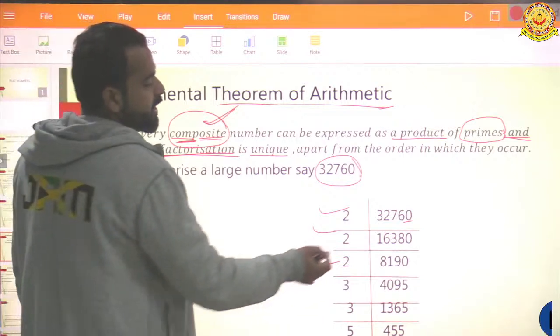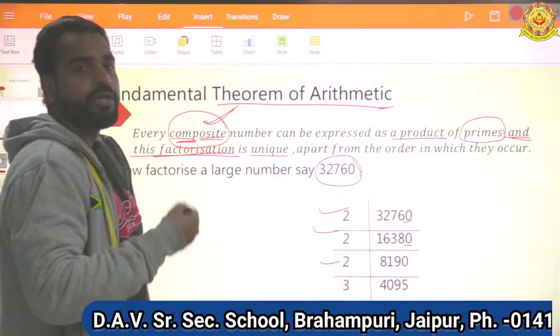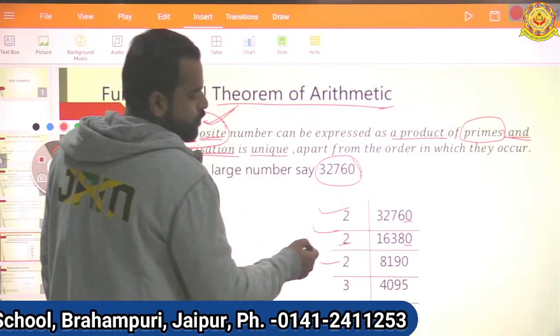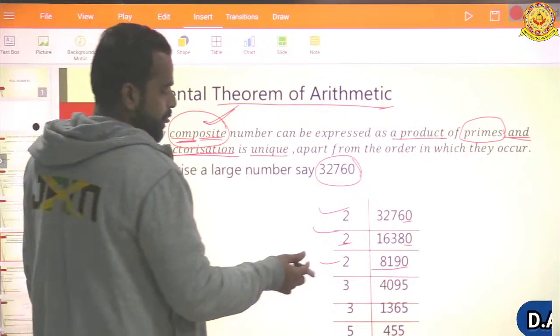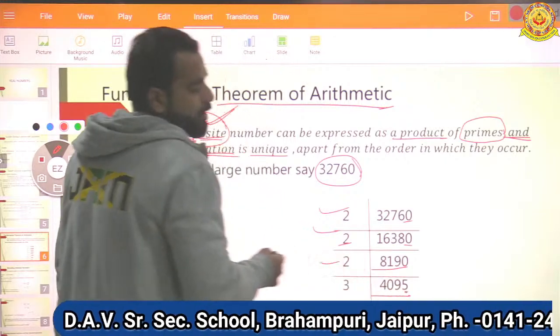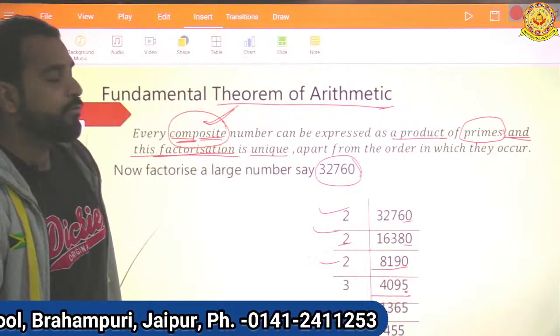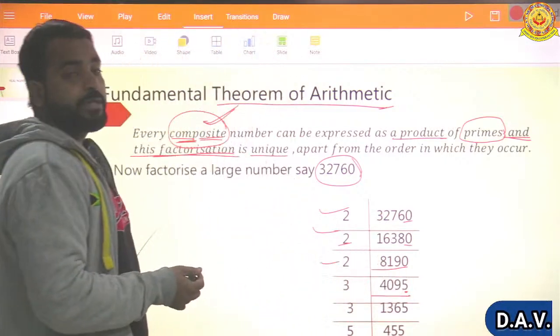The last digit is again an even number, so we know that if the last digit is even, we can further divide it by 2. It is again divisible and again we get half of the number. Now it is again 0, so we will again divide it. Now the last digit is not even, so 2 will not divide it in that case.